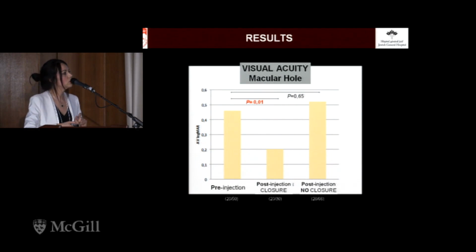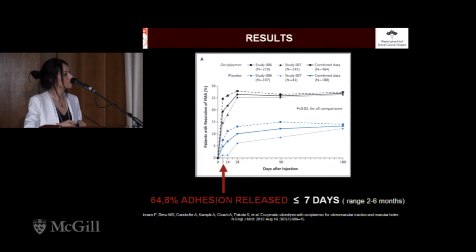If we look at the macular holes, it's a different story. So we have pre-injection visual acuity. When the macular hole closed, there is an improvement of visual acuity. However, when they did not close, they do worse. So here we see that the vision gets worse after being injected.